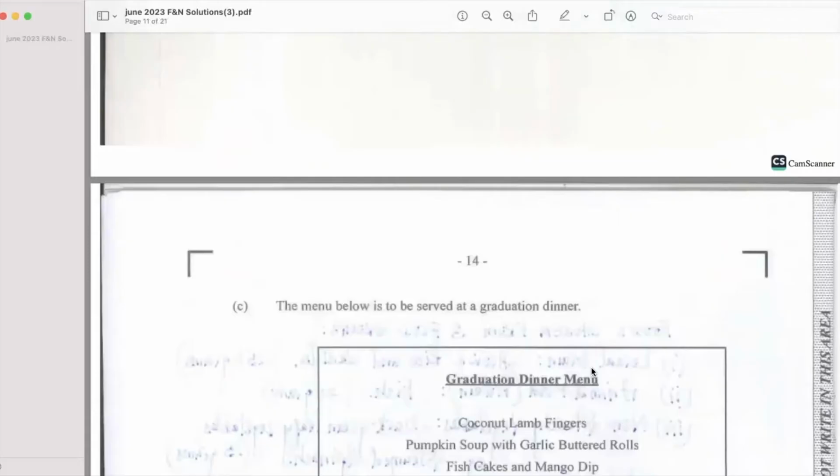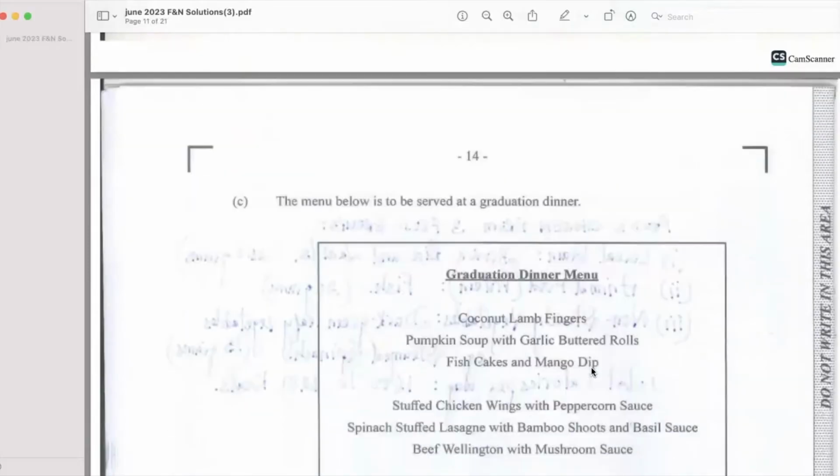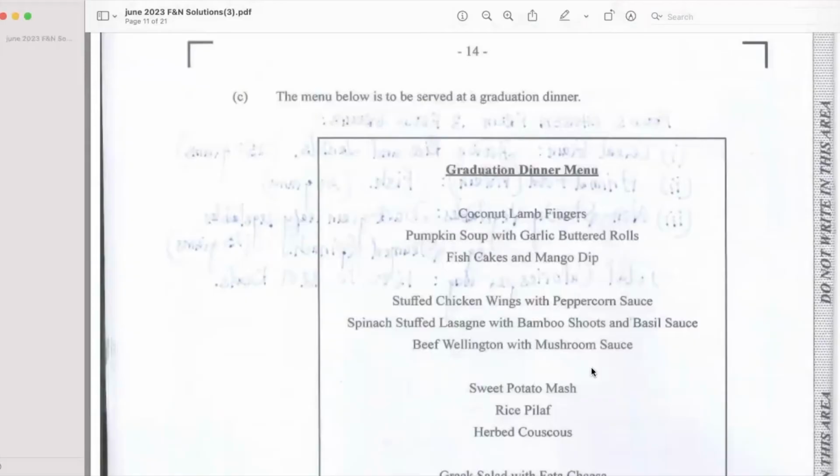All right, the menu below is to be served for a graduation dinner. So let's look at the menu. So graduation dinner, they have coconut lamb fingers, pumpkin soup, and garlic butter roll, fish cake, and mango dip. And then they have stuffed chicken wings with peppercorn sauce, spinach stuffed lasagna with bamboo, and then they have the basil sauce, beef Wellington, and mushroom sauce.